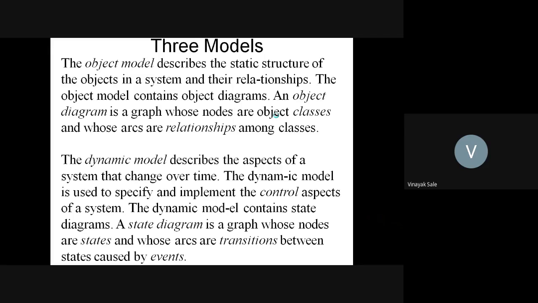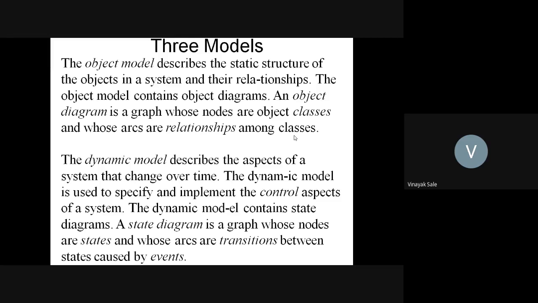The object model contains the object diagram. An object diagram is a graph whose nodes are object classes and whose arcs are relationships among the classes. The dynamic model describes the aspects of a system that change over time. The dynamic model is used to specify and implement the control aspects of a system. The dynamic model contains state diagrams.